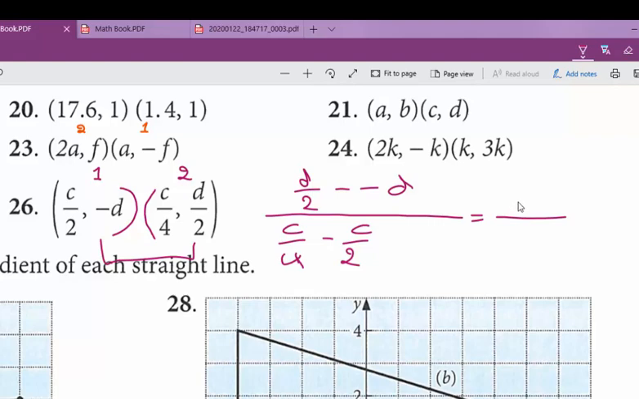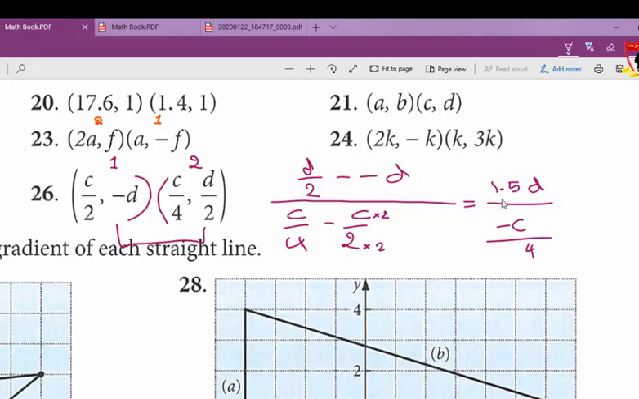We can say d over 2, or 1.5d, it means d and half of d. And here c over 4 means a quarter. Minus c over 2, the common denominator is 4. Then this one should be multiplied by 2, multiplied by 2. C minus 2c is equal to negative c over 4.